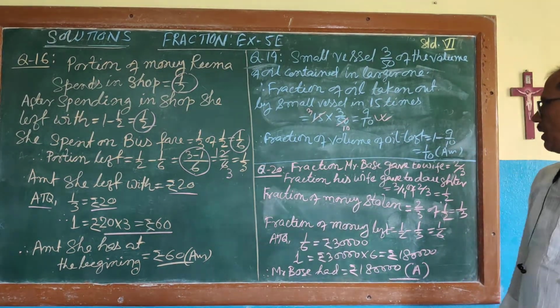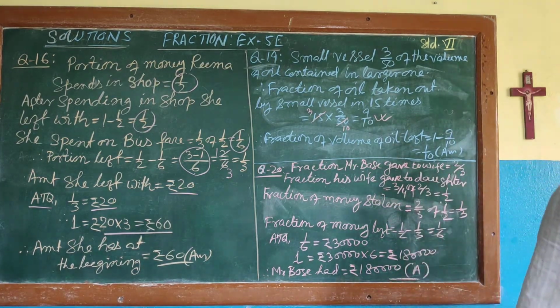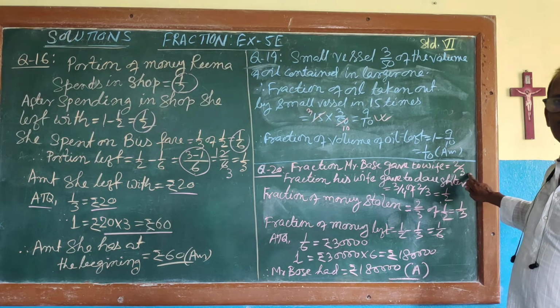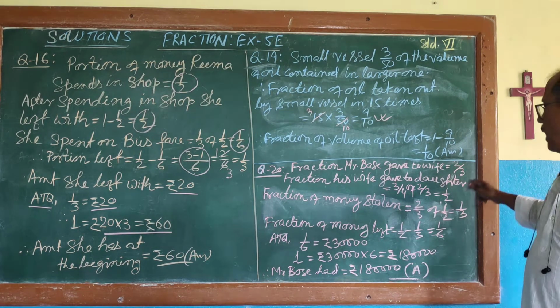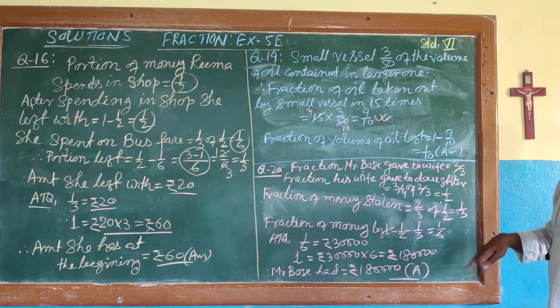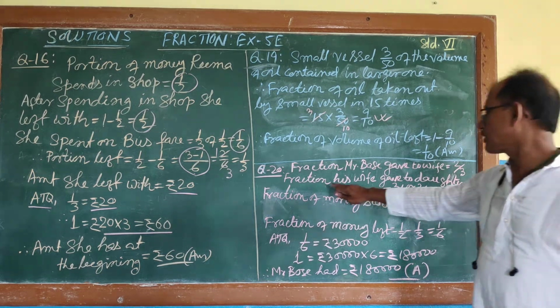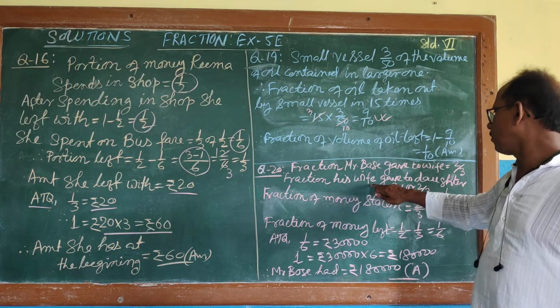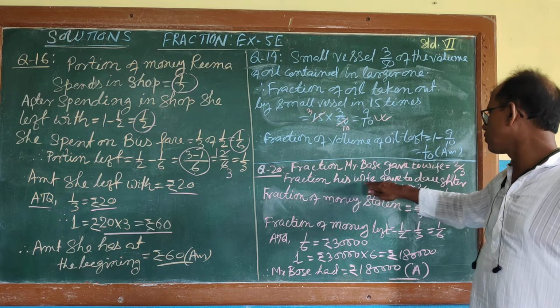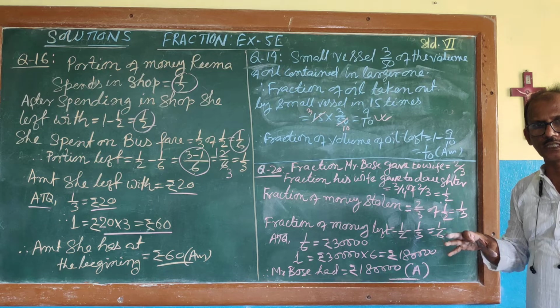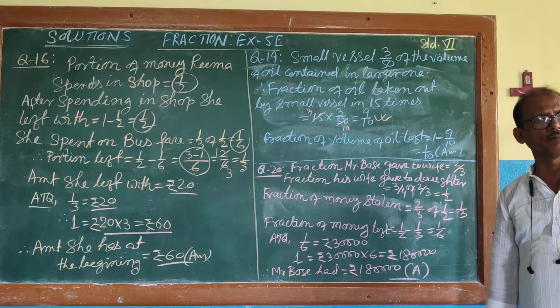The last question. Fraction. The last question says, Mr. Bose gave 2/3 of the money to his wife. This is a very confusing question. Mr. Bose first gave 2/3. The fraction of the money Mr. Bose gave to his wife is 2/3. Now, out of that 2/3, his wife has given to his daughter how much? 3/4. So the fraction of money his wife gave to his daughter is equal to 3/4 of 2/3. Because whatever his wife was having, out of that 3/4 was given to the daughter.